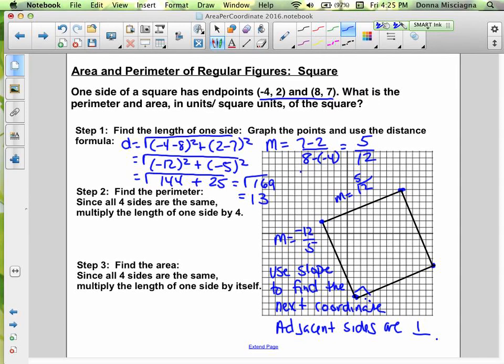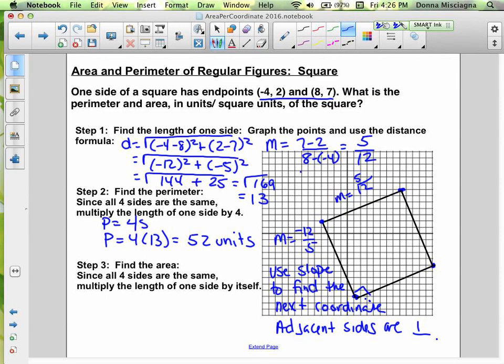So to find the perimeter, if we know one side, it's really easy. On the square, since they're all the same length, we can just take that one side and multiply it by 4. So our perimeter of our square here is 4 times 13, which is 52 units. And that's a lot easier than having to use the distance formula on all four sides and add them up. We would get the same thing if we just did the distance formula once and multiplied by 4.